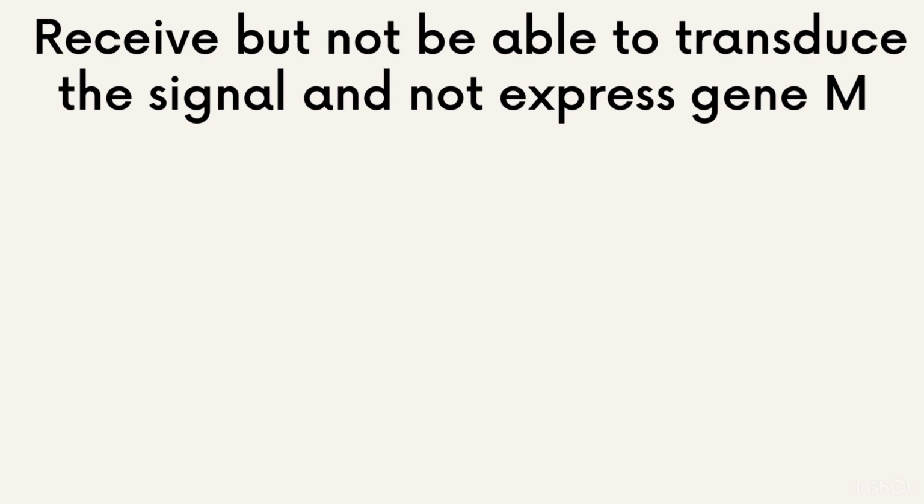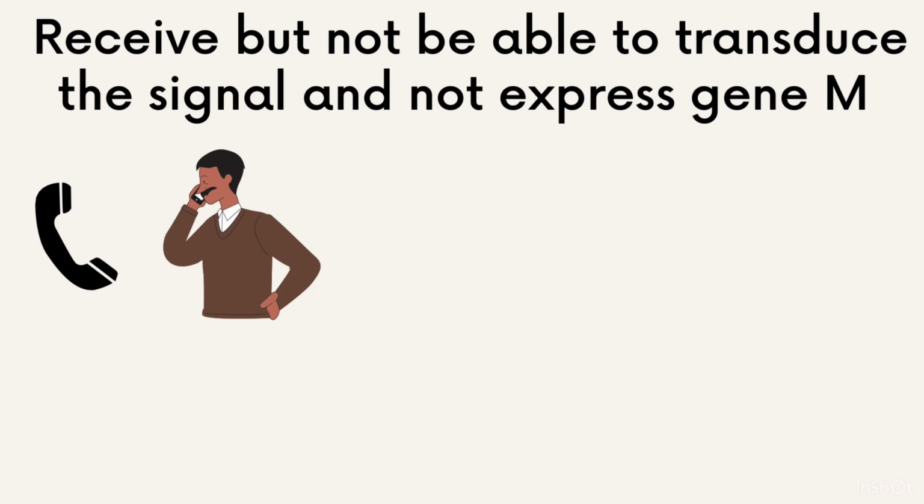Here's an easier way to think about this answer. Think of signal D as a phone call. If you receive a phone call, it means that someone is trying to reach you. But in order to have a conversation, you need to pick up the phone. In cells, the signal D is like a phone call, and the increase in Ca2+ levels is like you picking up the phone. If you pick up the phone, you can have a conversation, and in the cell, if the signal D leads to an increase in Ca2+ levels, the cell can respond to the signal and express gene M.